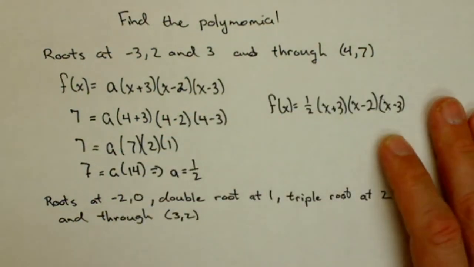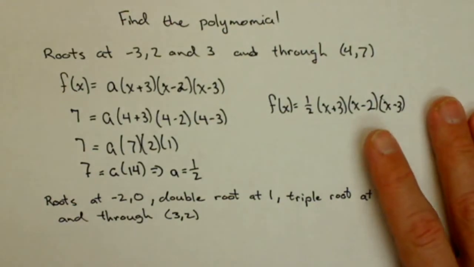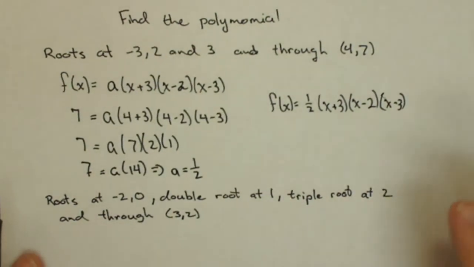Now, depending on the question, if it asks you to simplify or multiply it out, you certainly can, but if it doesn't ask you to, I wouldn't worry about it, because this is the correct polynomial. It'll have all the correct outputs. It'll have the correct graph. Let's talk about one that has repeated roots.